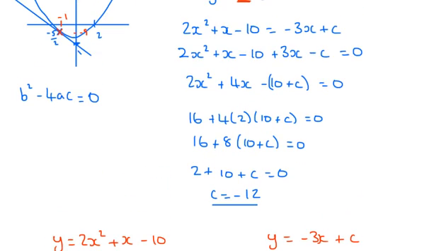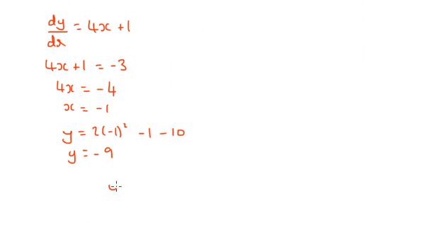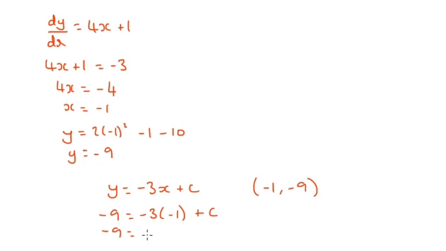So what we now have is a point on our tangent line. So in y equals minus 3x plus c, we know that there's a point minus 1, minus 9 on that line. So if we substitute those values in, this has to work. The left hand side has to equal the right hand side. So what does c need to be to make that work? Well, c needs to be negative 12.